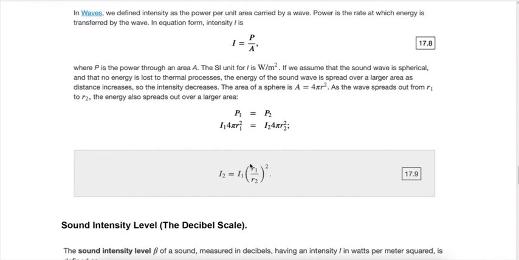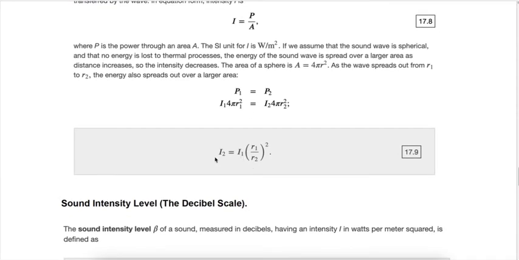So if we want to compare two intensities at different radii, the power will be the same, we'll just have different radii. So if I go out double the distance, if R2 is twice R1, then this fraction in here would be a half. 1/2 squared would be 1/4. We would get 1/4 the intensity.